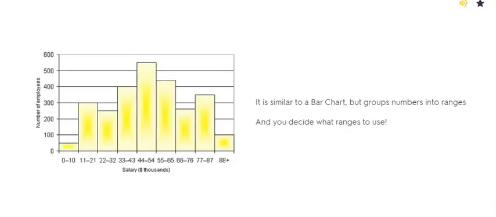Histogram. It is similar to a bar chart but groups numbers into ranges, and you decide what ranges to use. Scatter plot. A scatter plot has points that show the relationship between two sets of data.